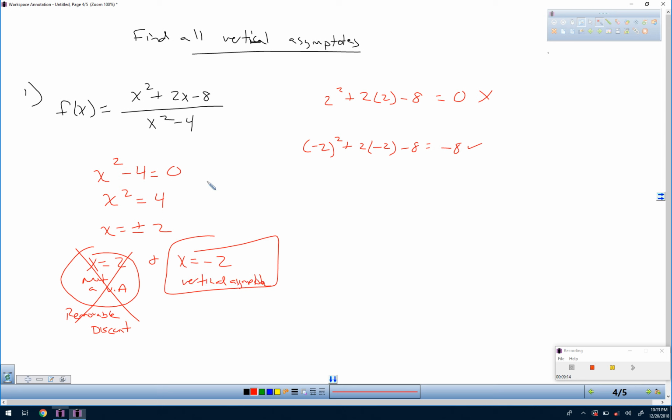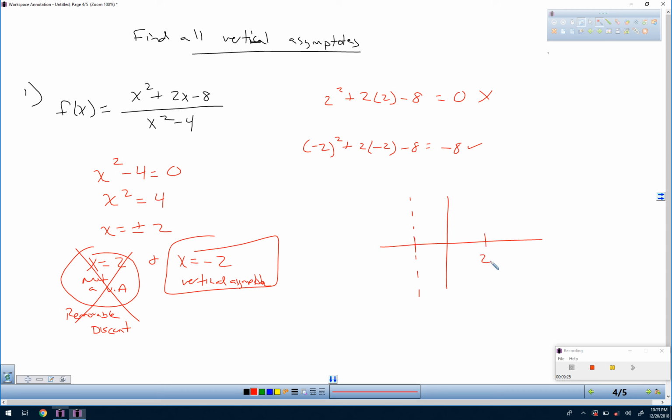In fact, if you were to graph this, you would see that at negative 2 there is a vertical asymptote, and it kind of goes off like that. But then here, there's just a point discontinuity, a removable discontinuity right there. So definitely glad that you checked each one.